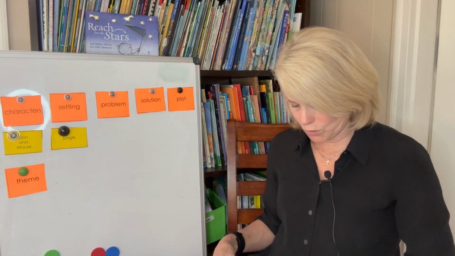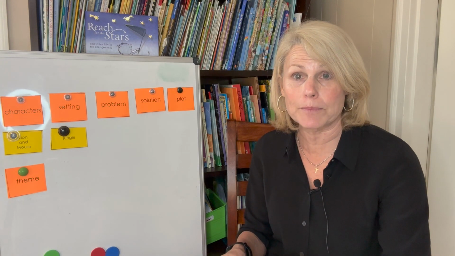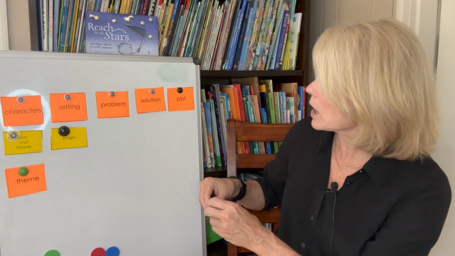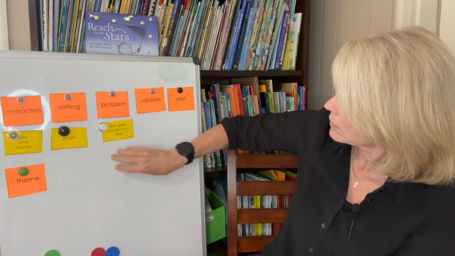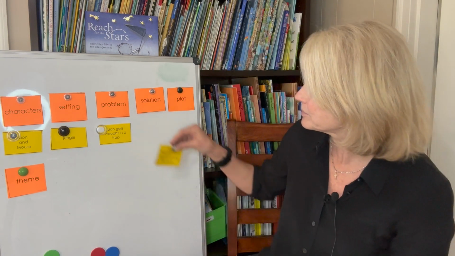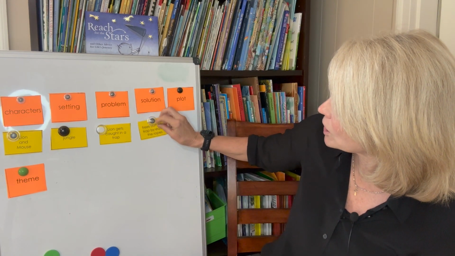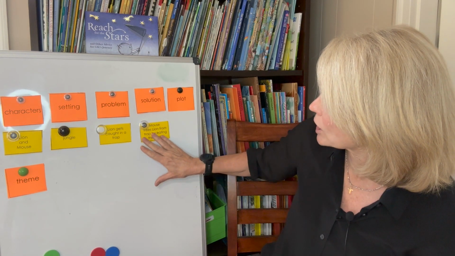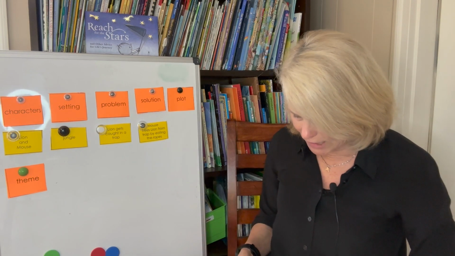Let's go to the lion gets caught in a trap. Okay, that's going to be the problem. The next one, mouse frees the lion by eating the ropes. Of course, that's going to be the solution. And so you're just going to continue to go.